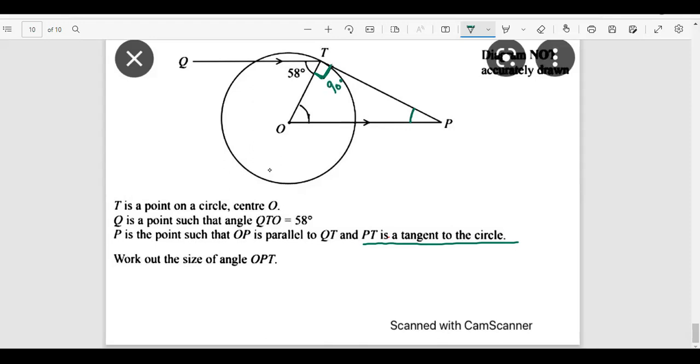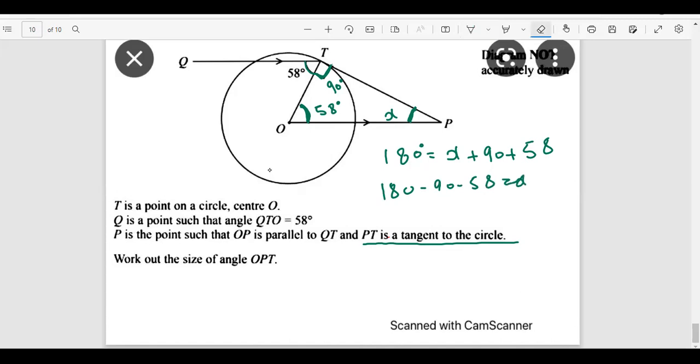Since QT and OP are two parallel lines being cut by a transversal, that is OT, this angle and this angle are equal. If that is 58, this would also be 58. So what would be the value of this angle P? We can find it out. Sum of angles in a triangle is 180. So 180 degrees is equal to sum of all the angles. Let's say this is X plus 90 plus 58. So it would be 180 minus 90 minus 58 equals X. You can just simplify and tell me the answer.